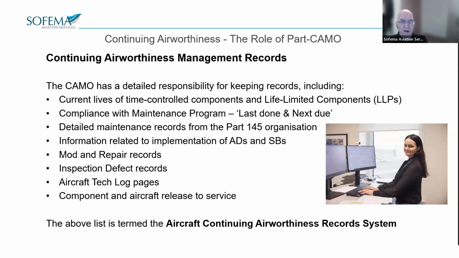The airworthiness records referenced in Part M, MA 305, are termed the Aircraft Continuing Airworthiness Records System, and this includes the current lives of time-controlled components and life-limited parts, compliance with the maintenance program, as we said before, last done and next due, detailed maintenance records from the Part 145 organisation, that's work card records and reports, information related to implementation of airworthiness directives and service bulletins, modification and repair records, inspection defect records, aircraft technical log pages, which is the MA 306 requirement for commercial air transport operations, component and aircraft release to service, and also if the CAMO has airworthiness review certification extension privileges under CAMO A125, copies of the ARCs and related reports.